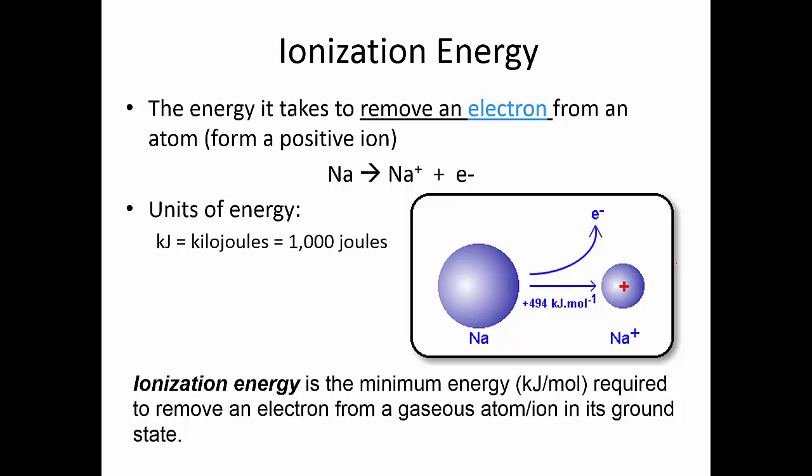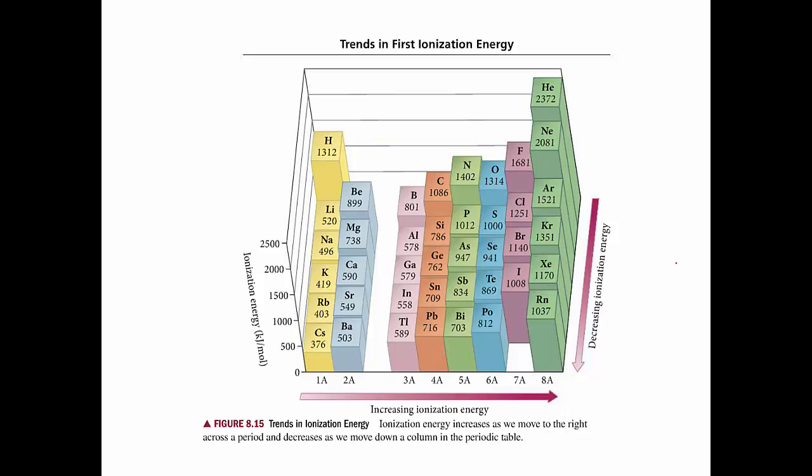Okay, ionization energy is the energy required to remove an electron from an atom, so to form a positive ion. And we've got a visual and an equation that shows what that would look like. Here we can see trends in first ionization energy. We can see as we go across a row from left to right, the ionization energy increases. And as we go down a column from top to bottom, the ionization energy decreases.